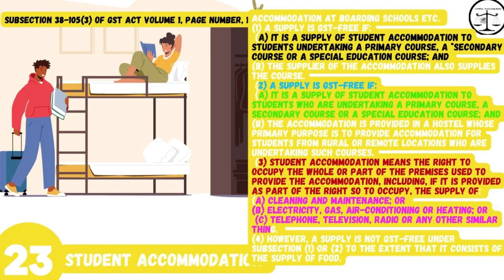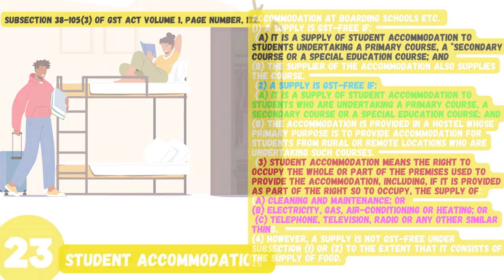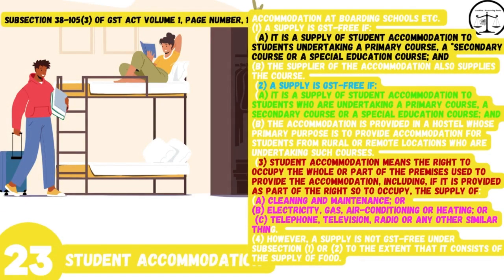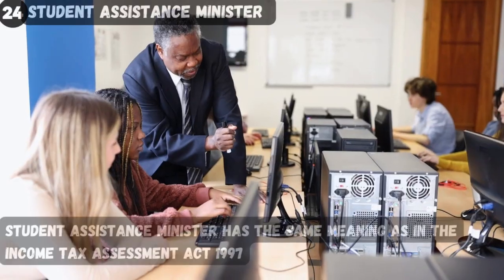3. Student accommodation means the right to occupy the whole or part of the premises used to provide the accommodation, including, if it is provided as part of the right so to occupy, the supply of a. Cleaning and maintenance, or b. Electricity, gas, air conditioning or heating, or c. Telephone, television, radio or any other similar thing. 4. However, a supply is not GST-free under subsection 1 or 2 to the extent that it consists of the supply of food. Next word.